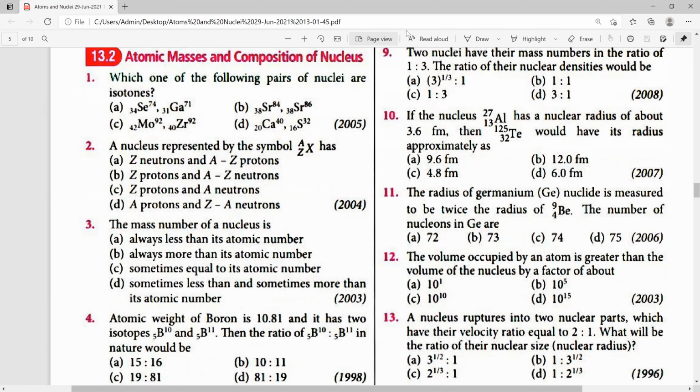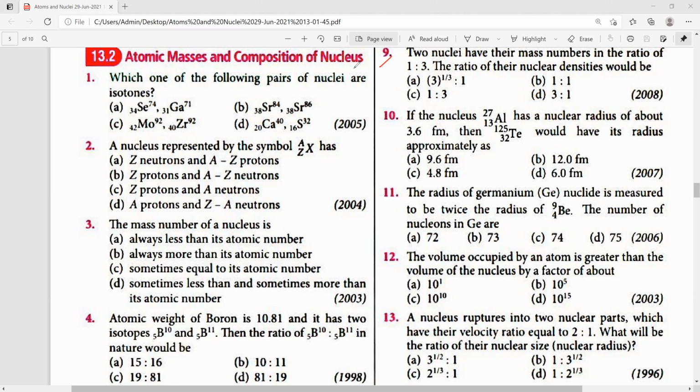Next, 9th one: two nuclei have their mass numbers in the ratio of 1:3. The ratio of their nuclear densities would be 3 to the power of 1 by 3 is to 1, 1 is to 3, 1 is to 1, or 3 is to 1. They have given 4 options and we have to choose the right answer.